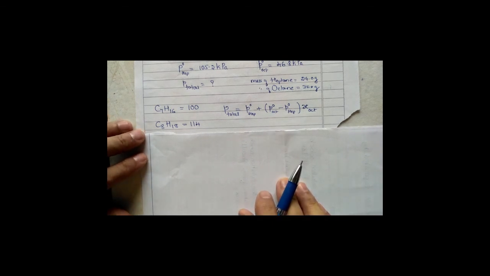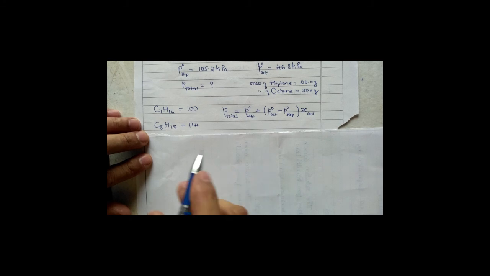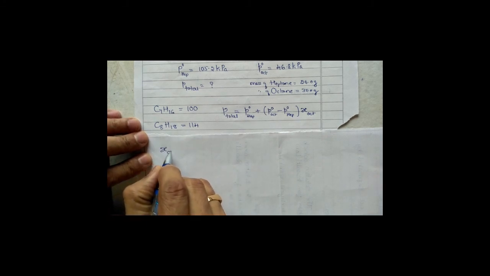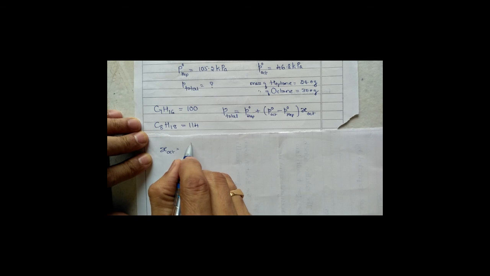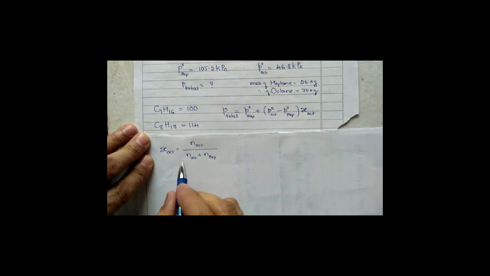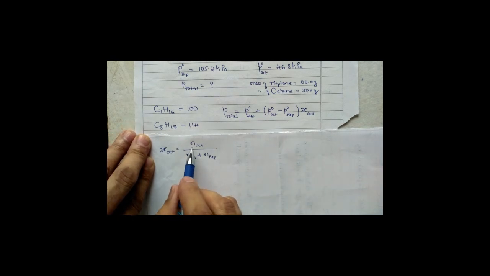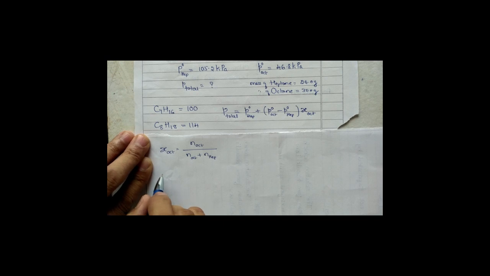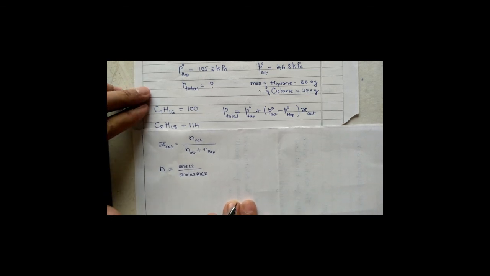number of moles divided by total number of moles. So the mole fraction of octane equals the number of moles of octane divided by the total number of moles, that is, the number of moles of octane plus the number of moles of heptane. We need octane, so now you have to go for the number of moles. How to get the number of moles? Number of moles equals mass divided by molar mass. This is the formula.